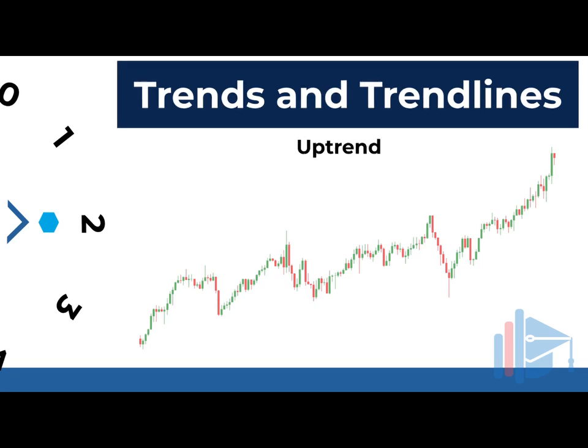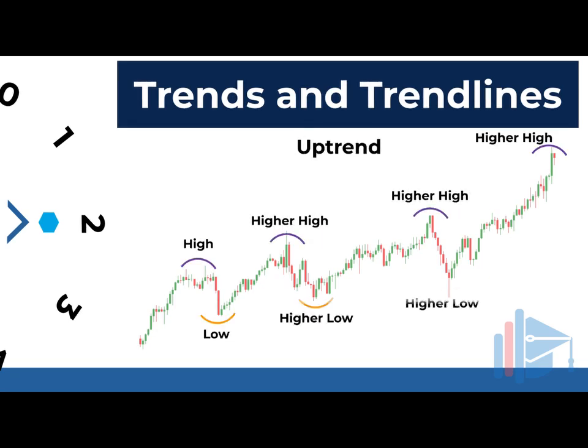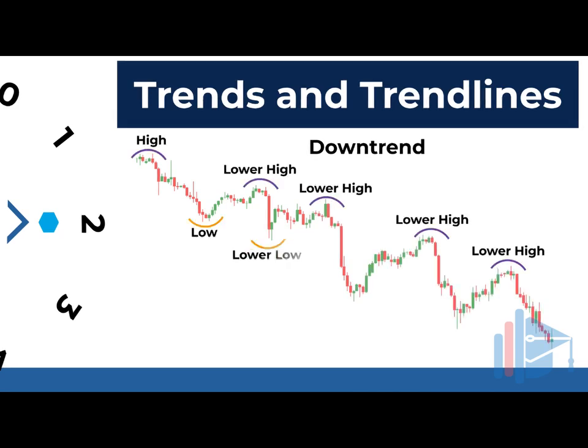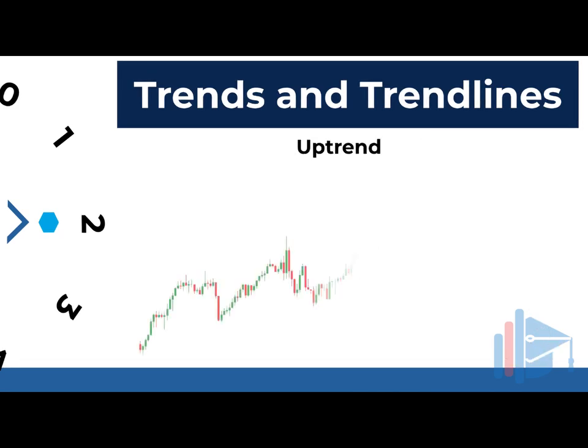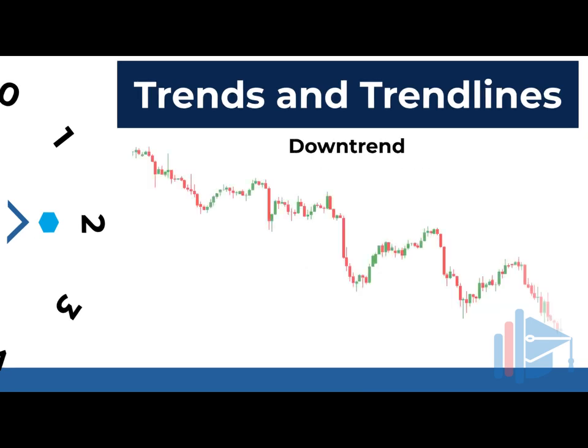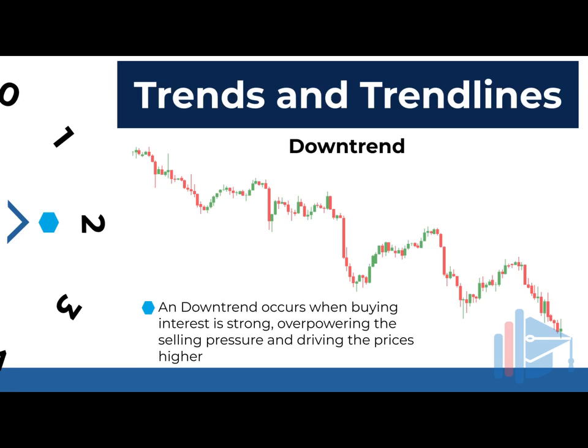In an uptrend, highs get progressively higher and lows also trend higher, while in a downtrend, highs get progressively lower and lows also decline. An uptrend occurs when buying interest is strong, overpowering the selling pressure and driving prices higher. A downtrend happens when there is significant selling interest and fewer buyers, causing prices to fall.